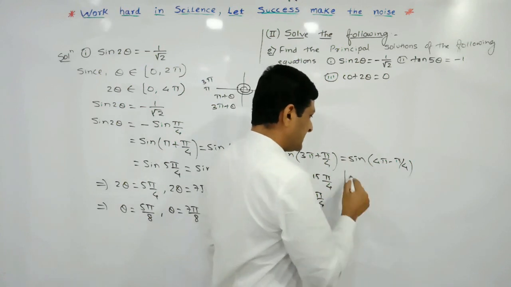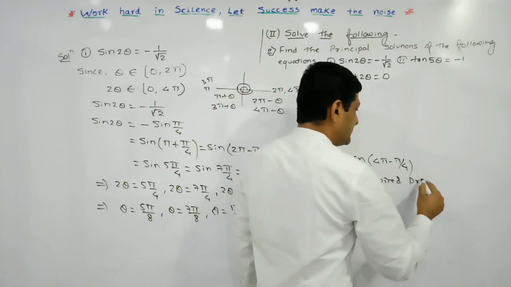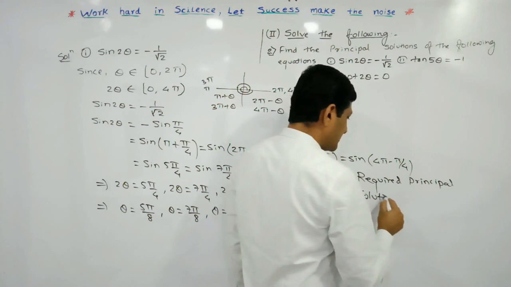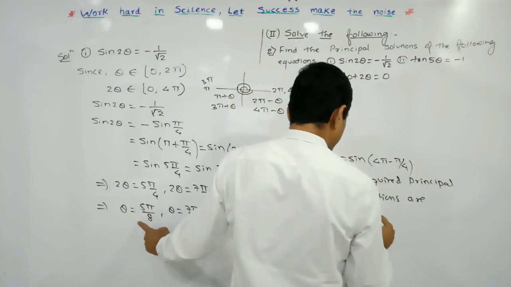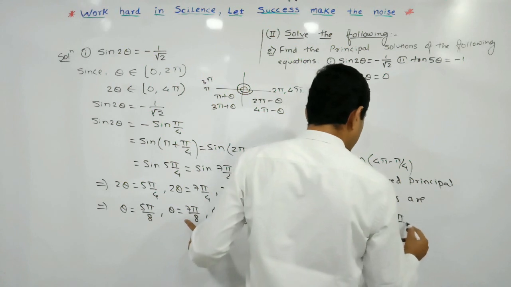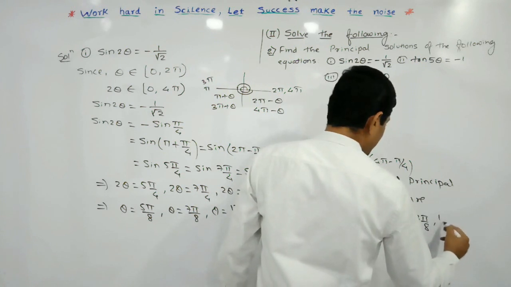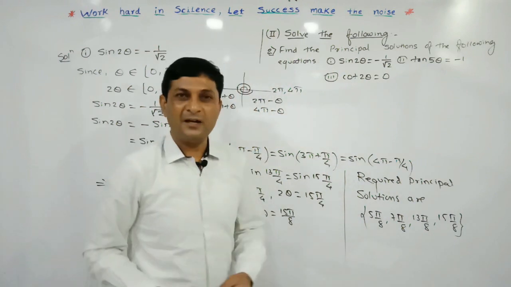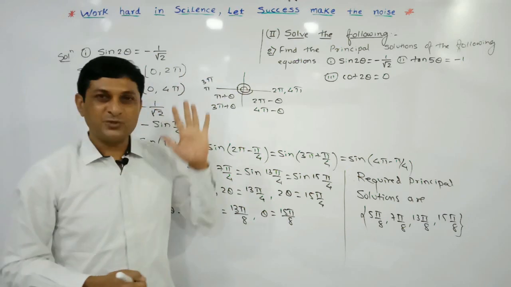So therefore we can say that the required principal solutions are: what is the first solution we have got? That is 5 pi by 8. Second solution is 7 pi by 8. Then we have got 13 pi by 8. And lastly 15 pi by 8. So in this way we have got 4 values of theta which satisfy the given trigonometric equation and lie between 0 to 2 pi.